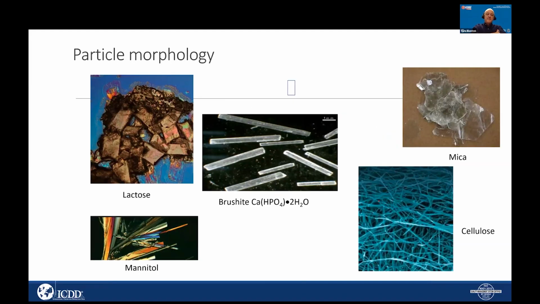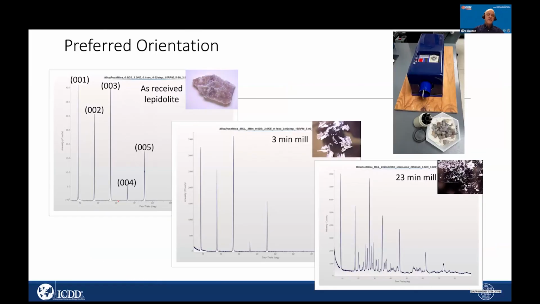Here are some examples of different particle morphologies of different materials, and you can see you have anything from a fibrous type, plates, needle shards, even different kinds of platelets here. So you have to be aware that sometimes you have to try to remove this morphology effect to get a random powder pattern.